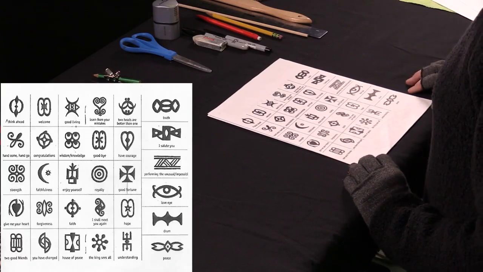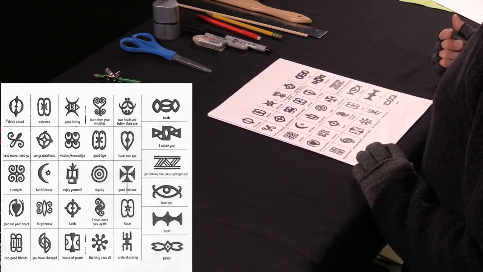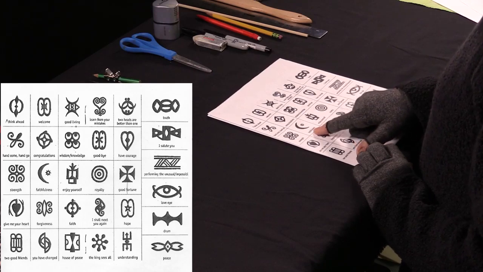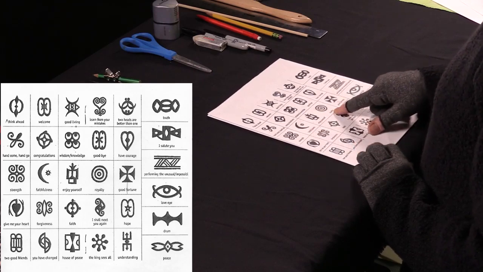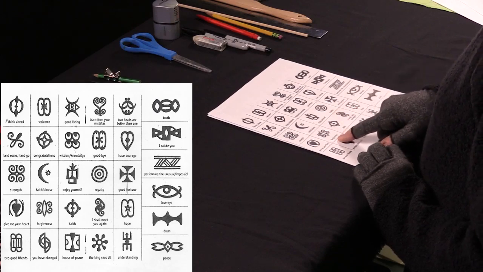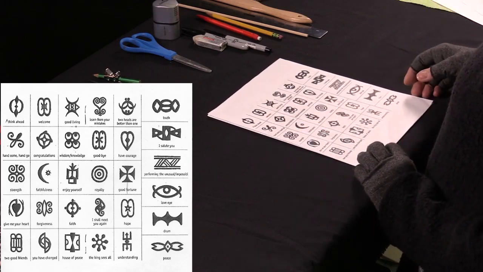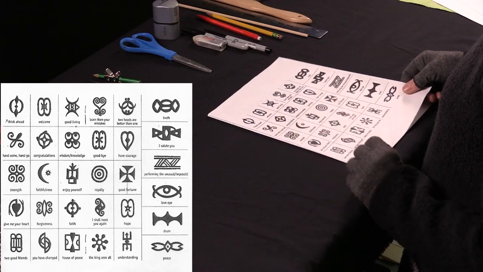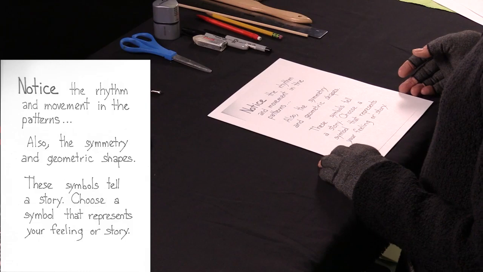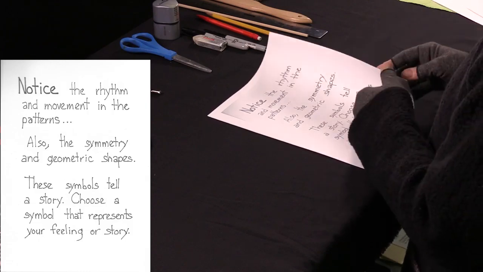Here are some symbols and their meanings that we could copy if we wanted to. Here's one that means faithfulness, one that means royalty, one that means forgiveness. Here's one that means welcome. So these symbols tell a story.